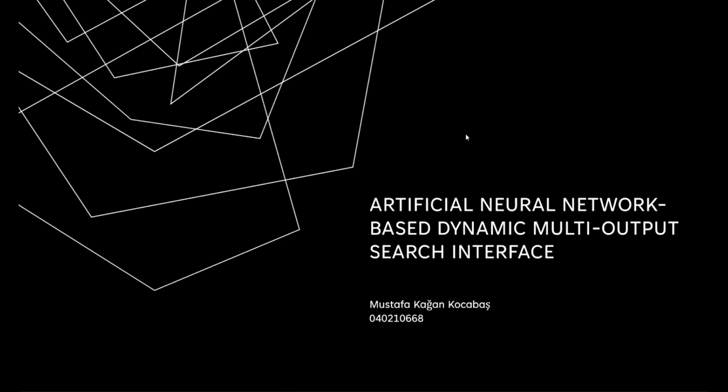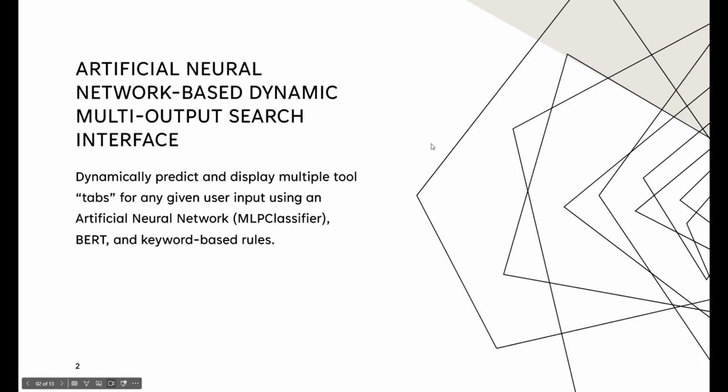Hello everyone, I'm Kağan. Today I will present you my code which uses an artificial neural network for a dynamic multi-output search interface. Basically, imagine there is an interface. When you write your text there, the ANN method tries to understand which tabs would be suitable for your search and provides you multiple tabs based on your search.